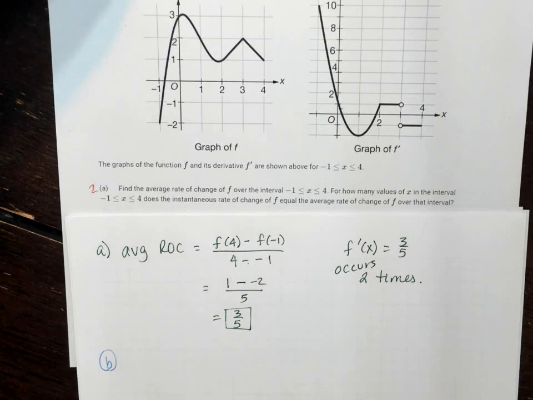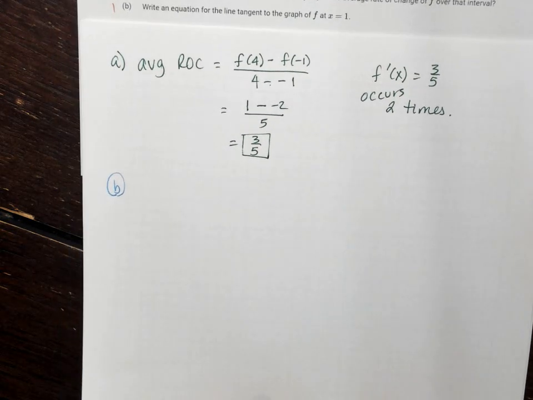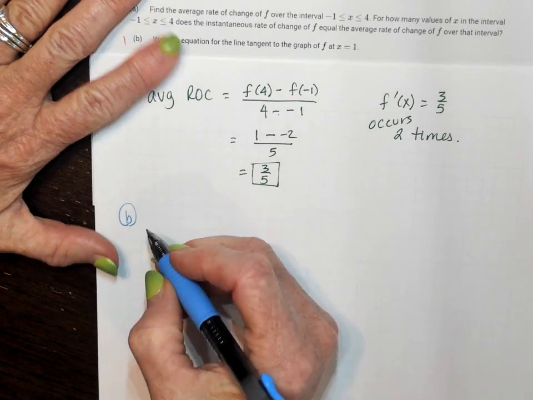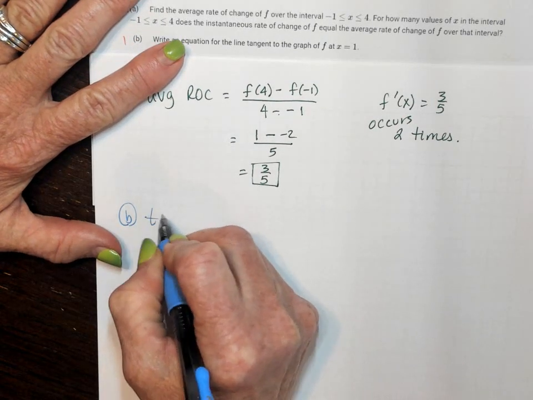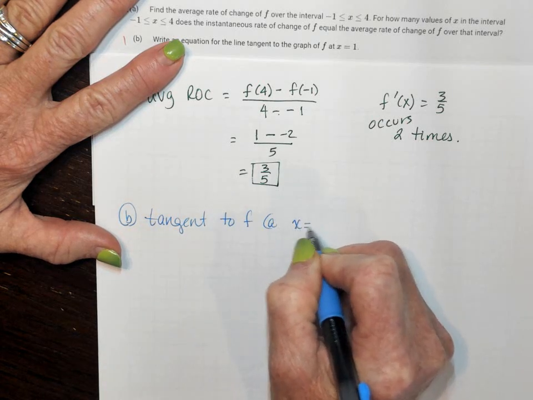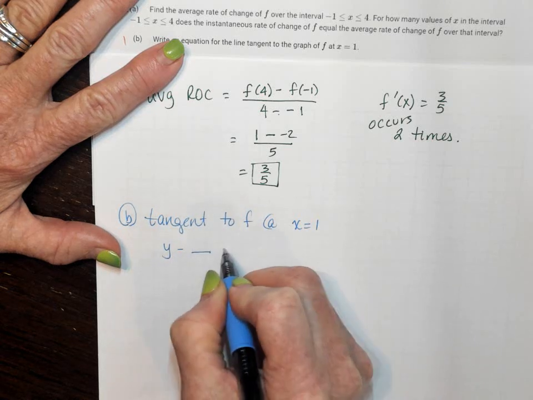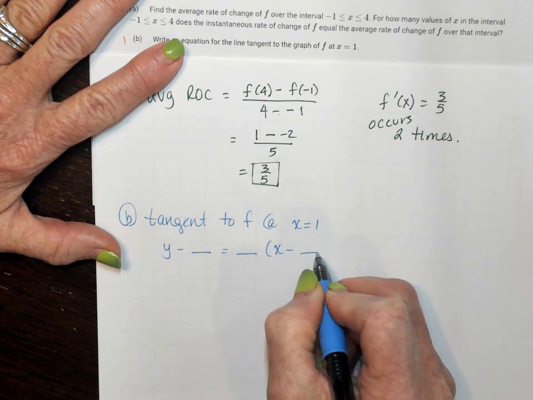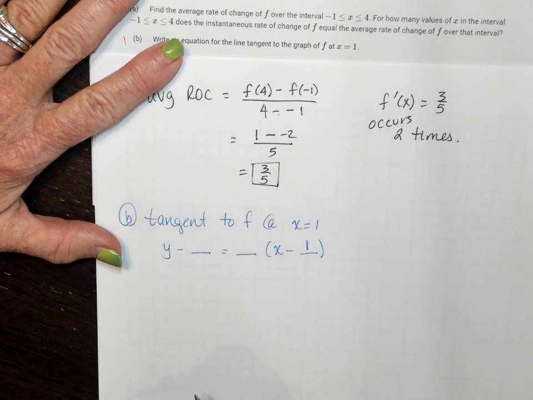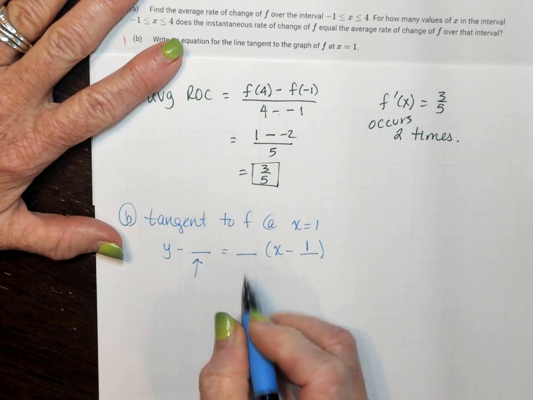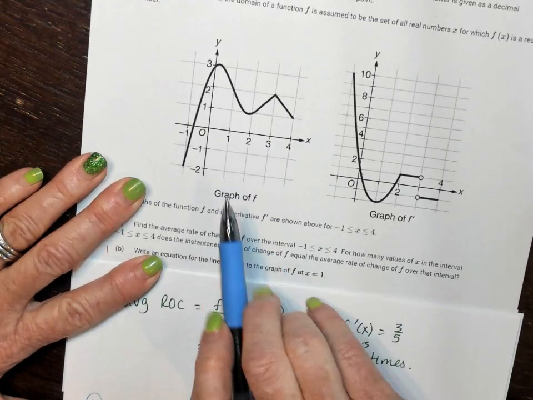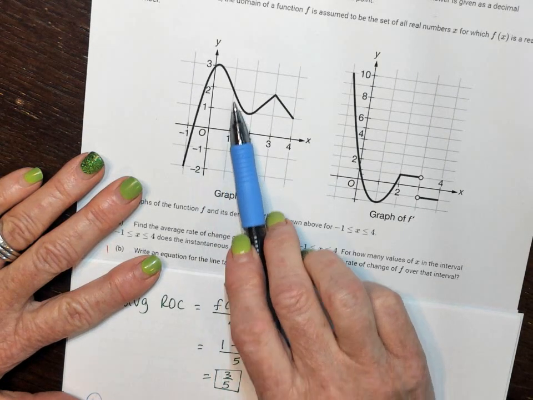Part B says, write the equation for the line tangent to the graph of f at x equals 1. So anytime we write the equation of a tangent line, we're going to set this up. y minus something equals slope times x minus something. They gave us the x equals 1, so that goes in here. This is the y value on that f function, so this would be f of 1, which if we go back and read the graph, f of 1 is 2.